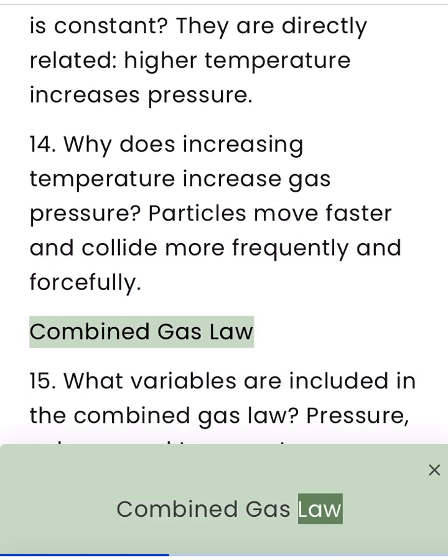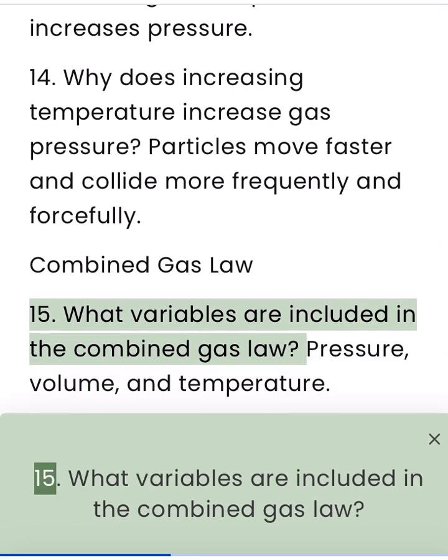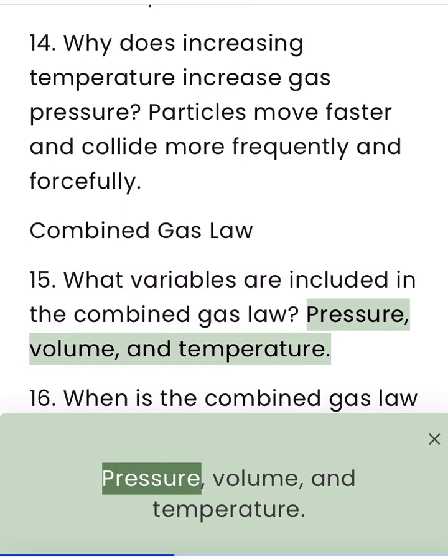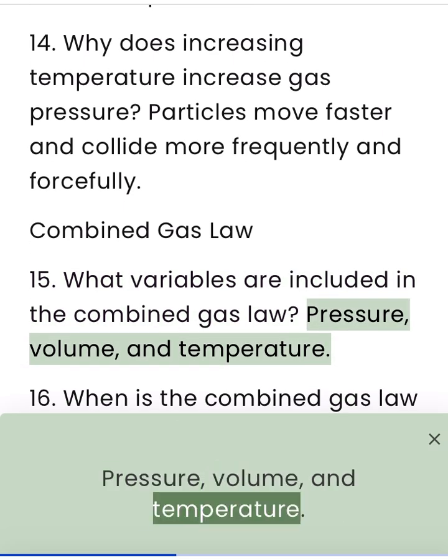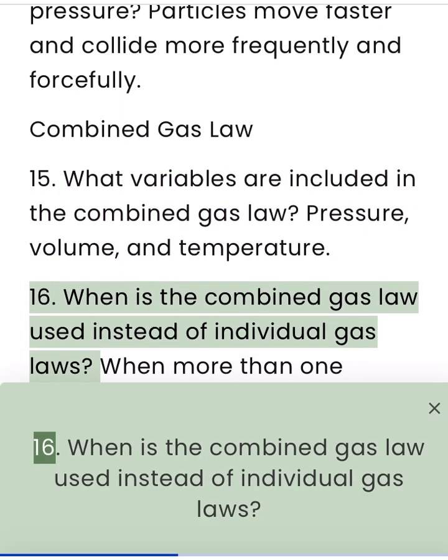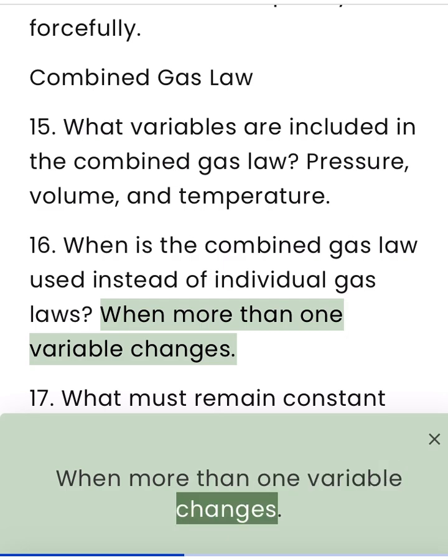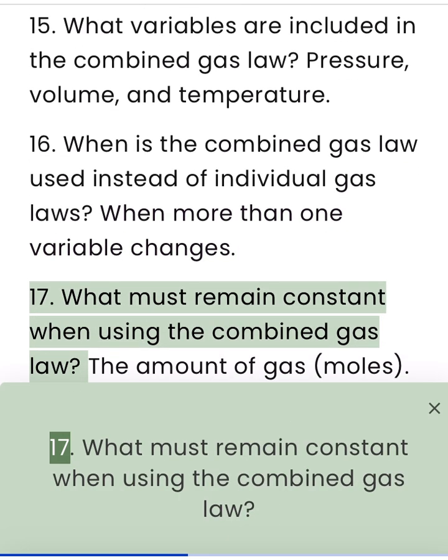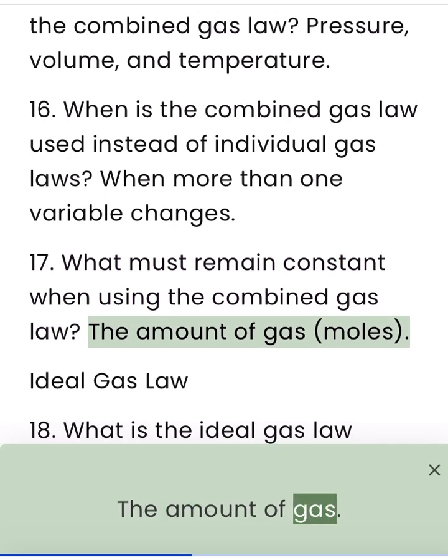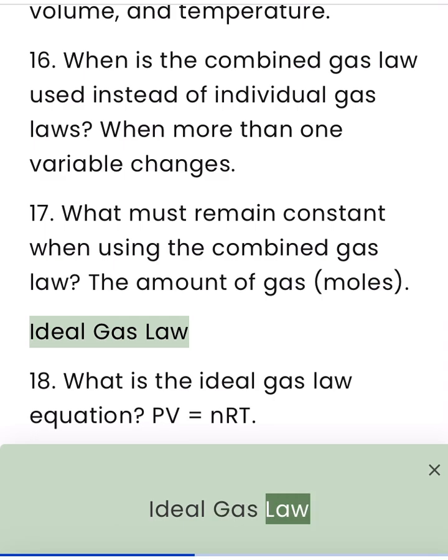Combined gas law. 15. What variables are included in the combined gas law? Pressure, volume, and temperature. 16. When is the combined gas law used instead of individual gas laws? When more than one variable changes. 17. What must remain constant when using the combined gas law? The amount of gas.